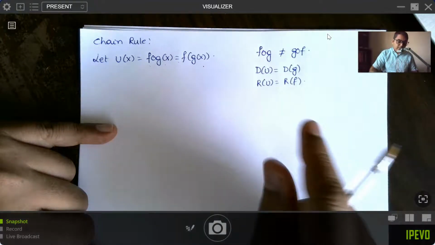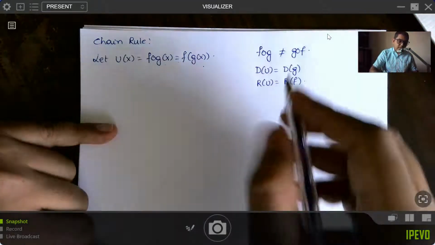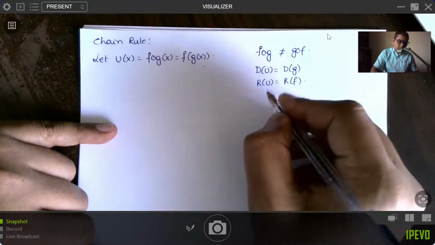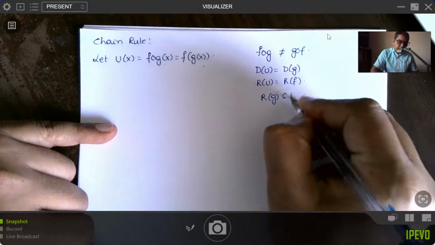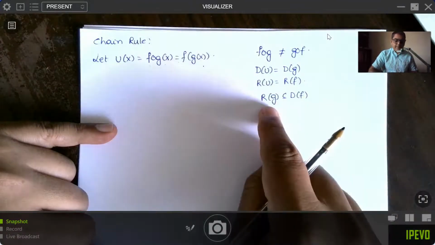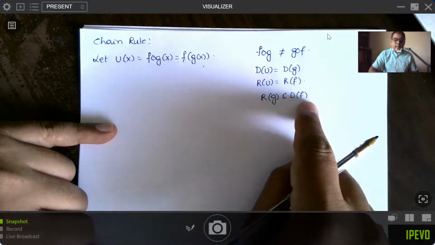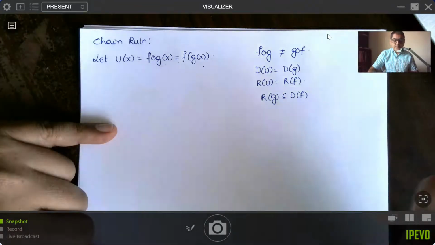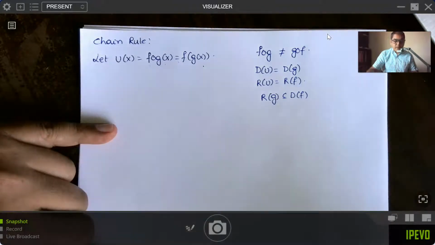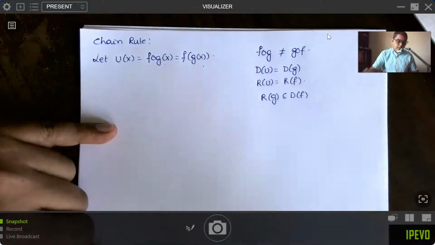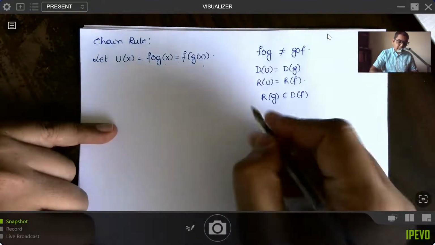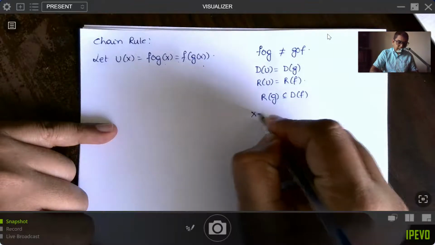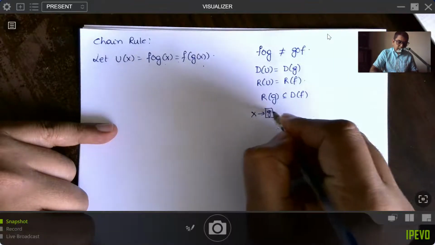Now, in order that the composition is well defined, we want the range of g to be completely contained in the domain of the function f. If the range of g is not contained in the domain of the function f, then the composition is not well defined. Then we will not be able to use the chain rule of differentiation.